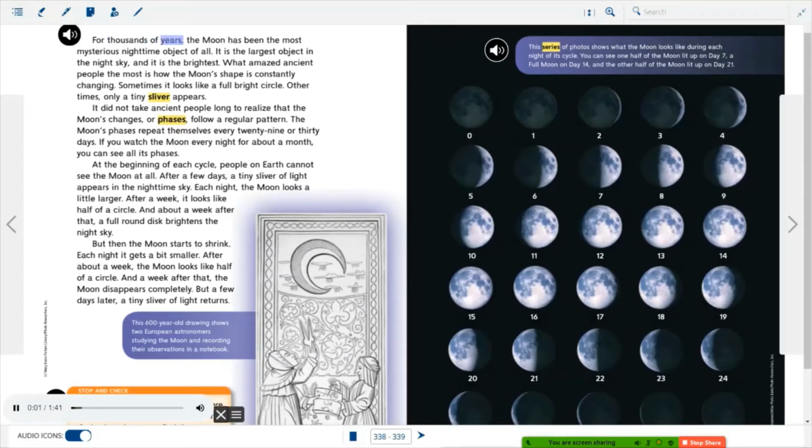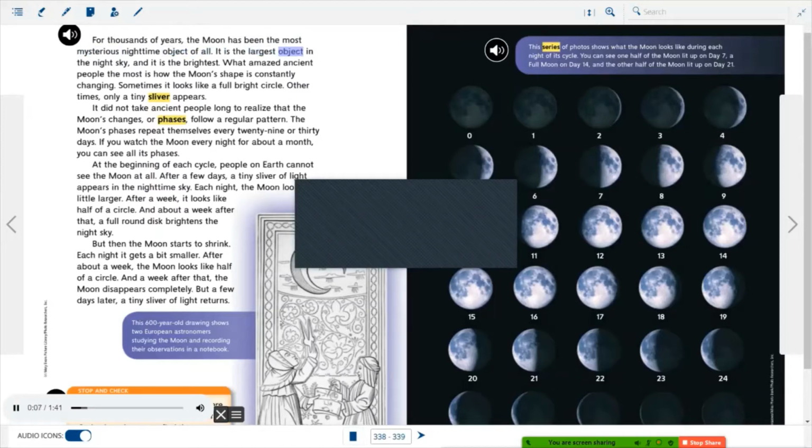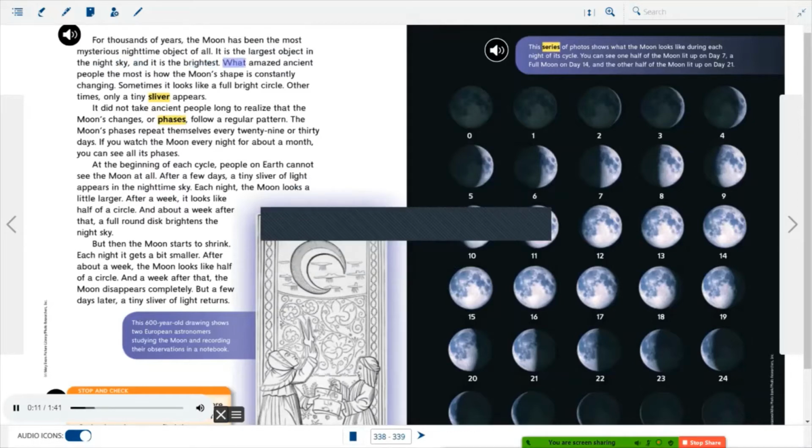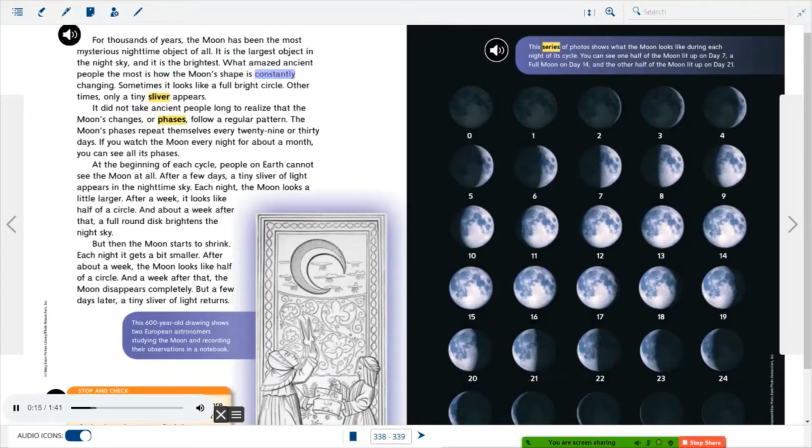For thousands of years, the moon has been the most mysterious nighttime object of all. It is the largest object in the night sky, and it is the brightest. What amazed ancient people the most is how the moon's shape is constantly changing. Sometimes it looks like a full bright circle. Other times, only a tiny sliver appears.